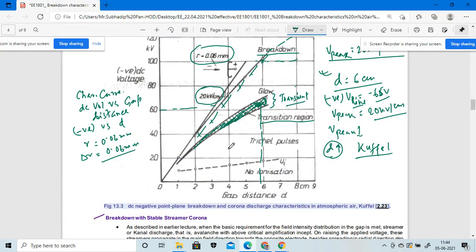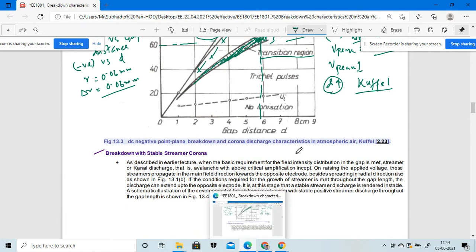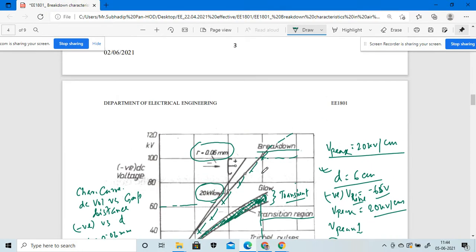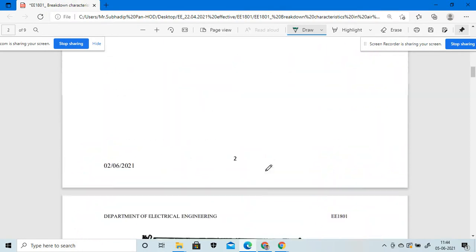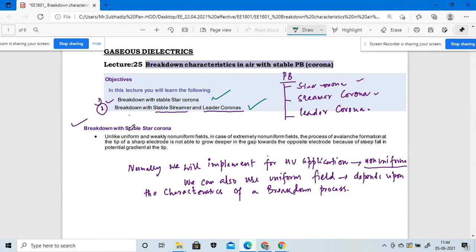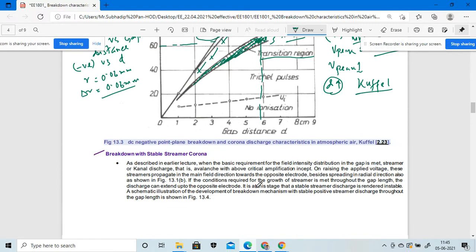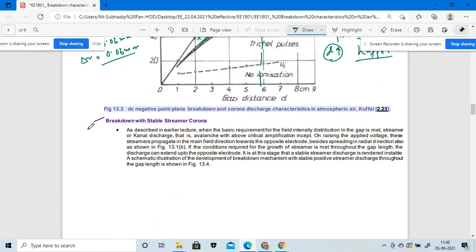Right. So in this case we will see the breakdown with a stable star corona. All those characteristics deal with the, sorry, not the streamer corona, it should be the stable star corona. All the characteristic equations that we considered previously are for the star corona. Right. So now we will discuss the breakdown with a streamer corona, right?